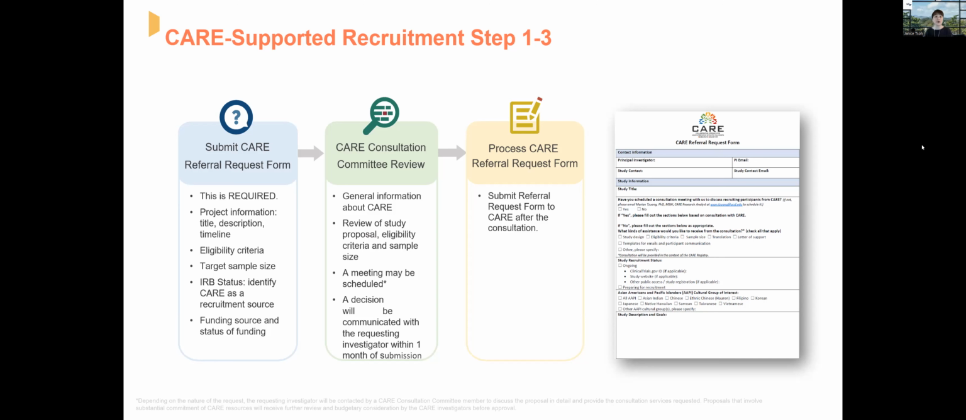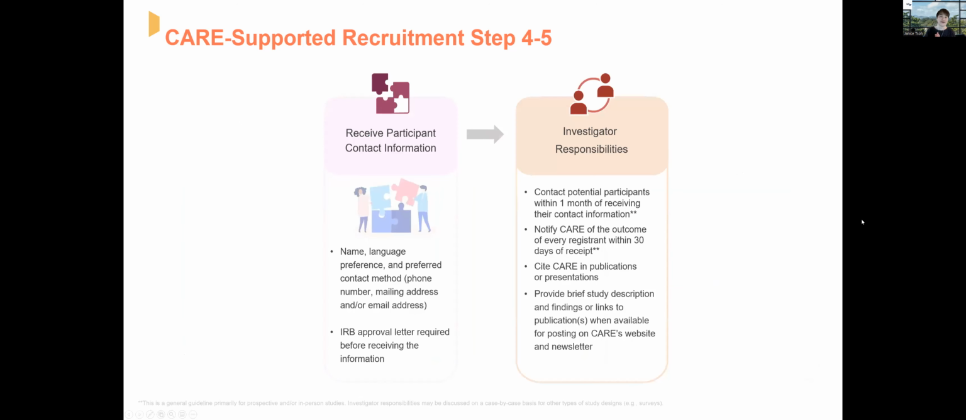And then the third process would be actually processing this request. Sometimes we may come back to you to request additional clarifications or updates to further narrow down certain groups or certain characteristics in terms of eligibility criteria, to allow us to provide a more targeted sample. So as we process, then now we go into the fourth step. So next slide, please.